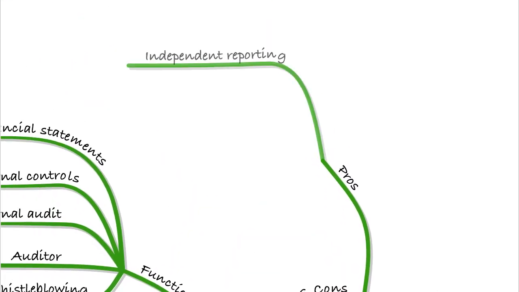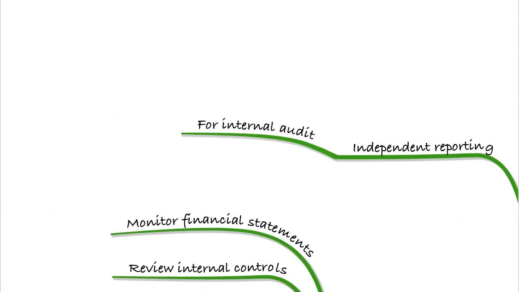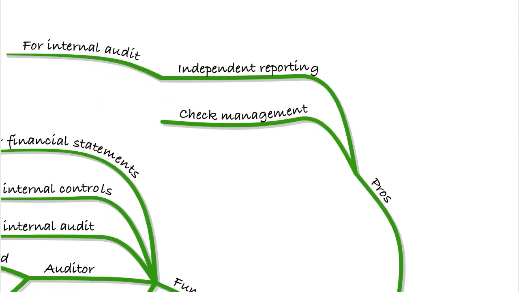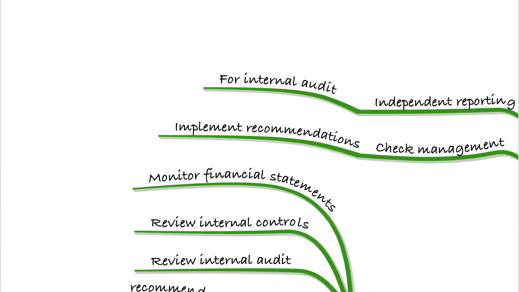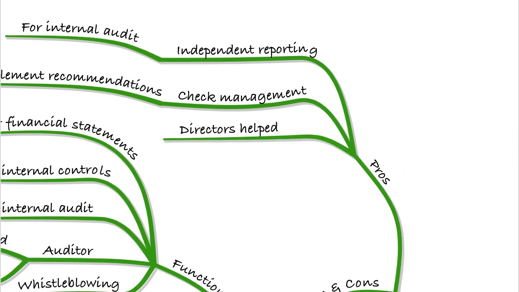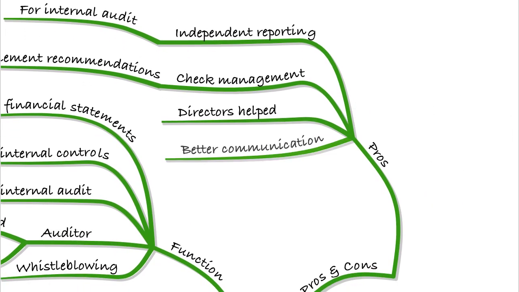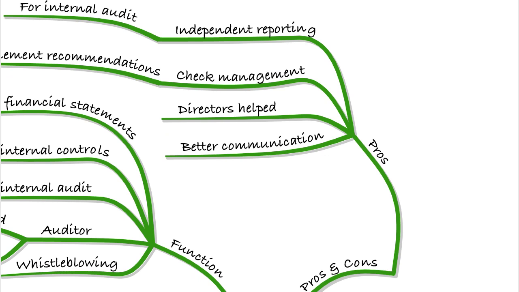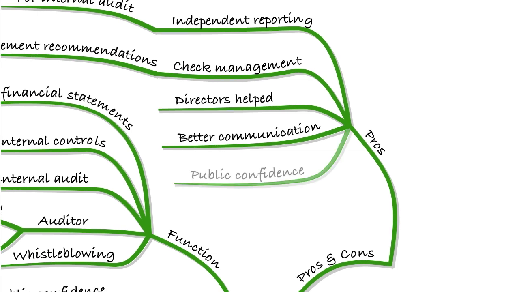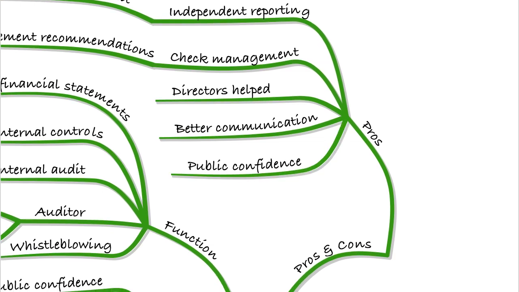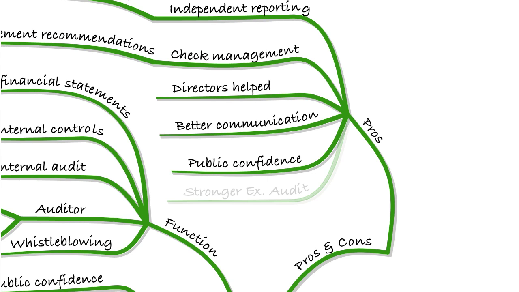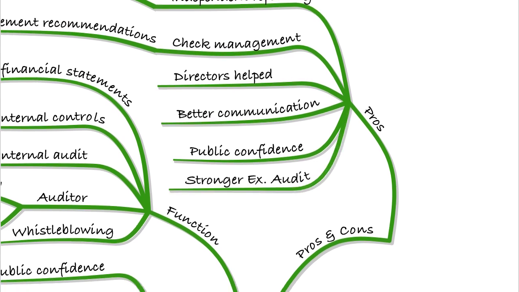So the pros and cons when it comes to the Audit Committee. On the plus side, we get that independent reporting for internal audit. We also ensure that management can be checked to see that they're implementing the recommendations of both internal audit and external audit. The directors can get that help if they need it. There should be better communication between the external auditor and the directors because the Audit Committee can be the go-between. It increases that public confidence in the information coming out of the firm. And you should get a stronger external audit function.